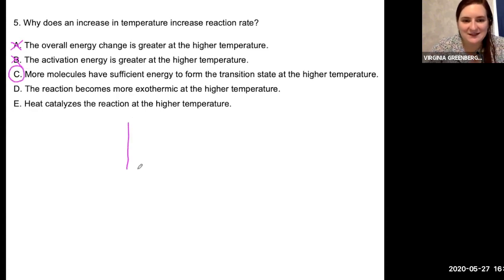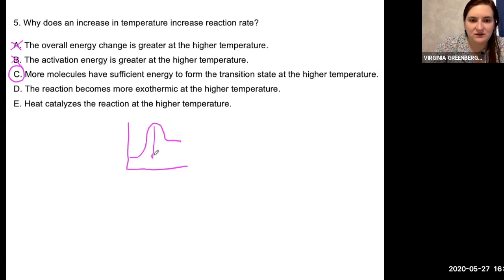So what happens is if we have our reaction coordinate diagram and there's this activation energy, and that barrier we need to overcome, if our molecules are moving around faster, there's a higher probability that they'll collide with enough energy to then get up over the hill. Okay. And then answer choice D says the reaction becomes exothermic at higher temperature. The temperature is not going to change whether it's exothermic or not.